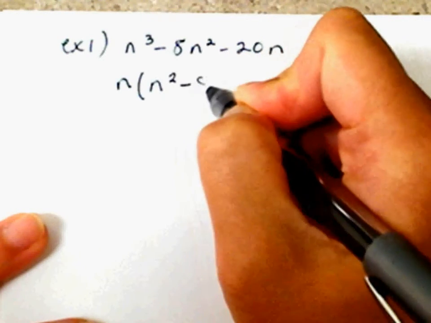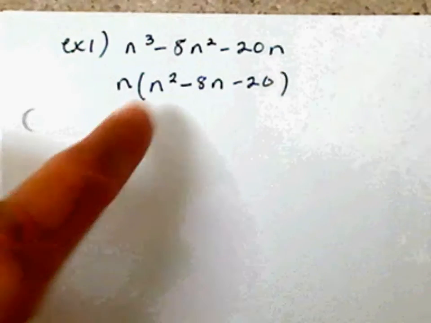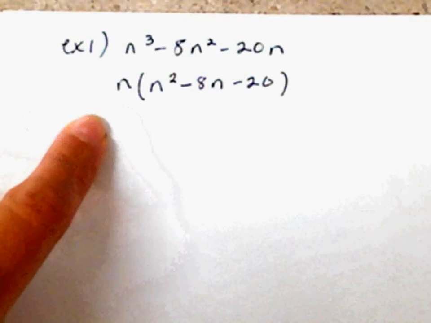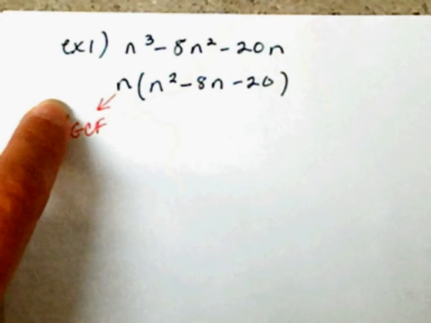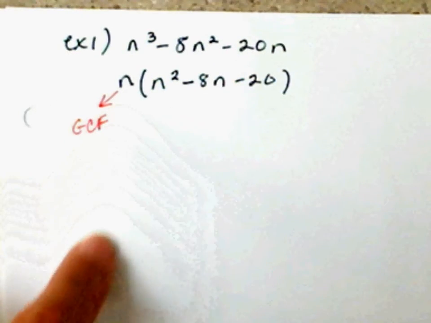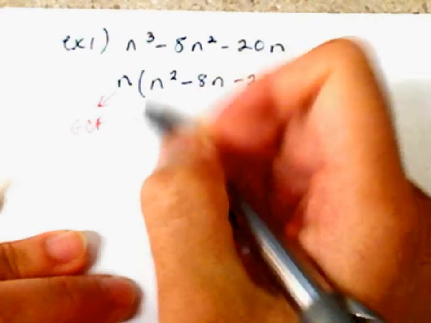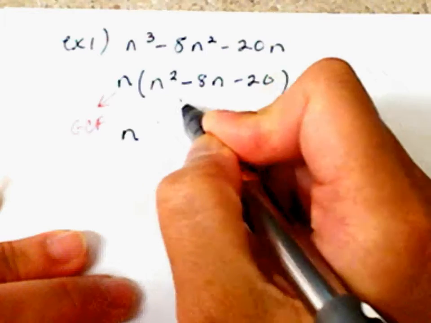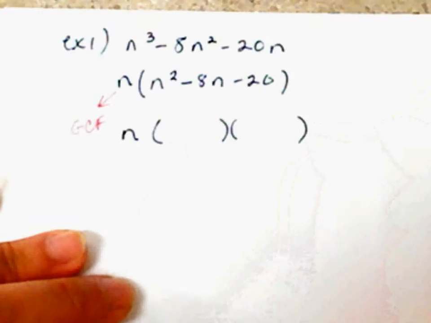N squared minus 8n minus 20. You still have your three terms. This is your greatest common factor. This guy is just going to tag along as you are trying to break this down, okay? So we're going to bring down that n. We're going to break this from three terms to two terms. So here are your two sets of parentheses.